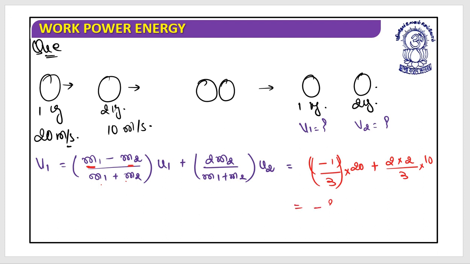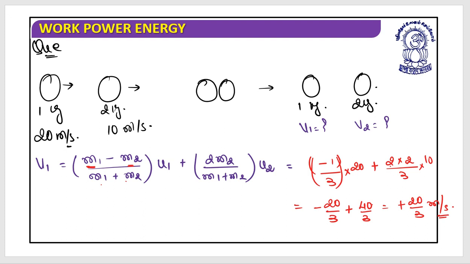So this would be minus 10 by 3 plus 2 twos are 4, 4 twenties are 80. So this is plus 80 by 3. This would be equal to plus 80 minus 10, so this would be plus 70 by 3 meters per second. This is the final velocity v1. I hope this is clear.